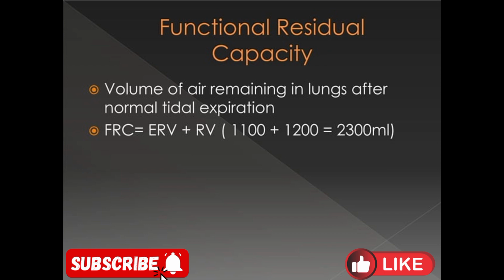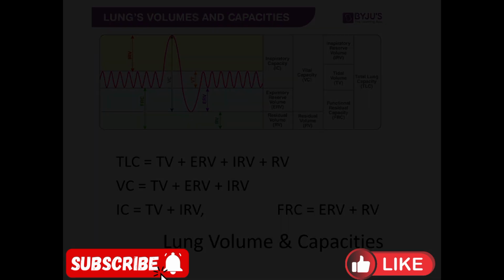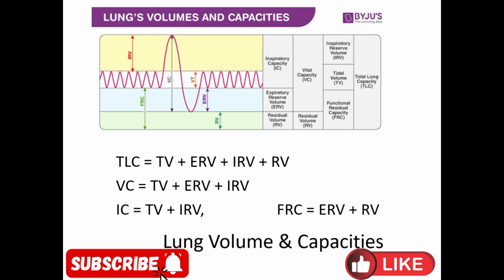What is functional residual capacity? It is the volume of air remaining in the lungs after normal tidal expiration. As we know, functional residual capacity is equal to expiratory reserve volume plus residual volume. So 1100 is the expiratory reserve volume plus 1200 is the residual volume. So the total, 2300 ml, is the functional residual capacity. You see in this diagram, we can easily calculate the lung capacities from the lung volumes.